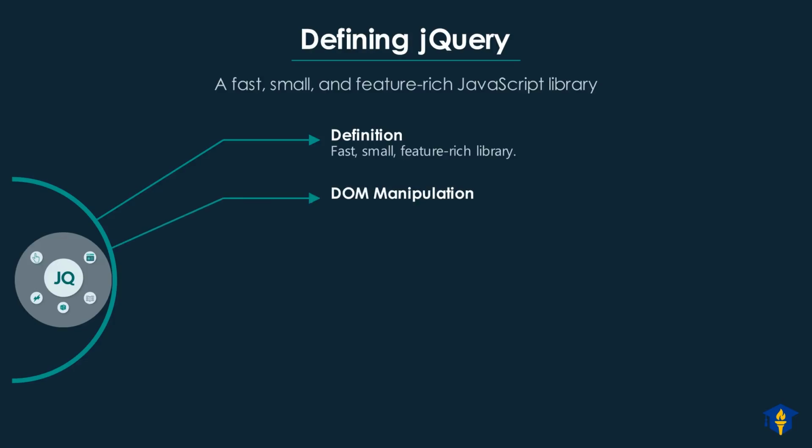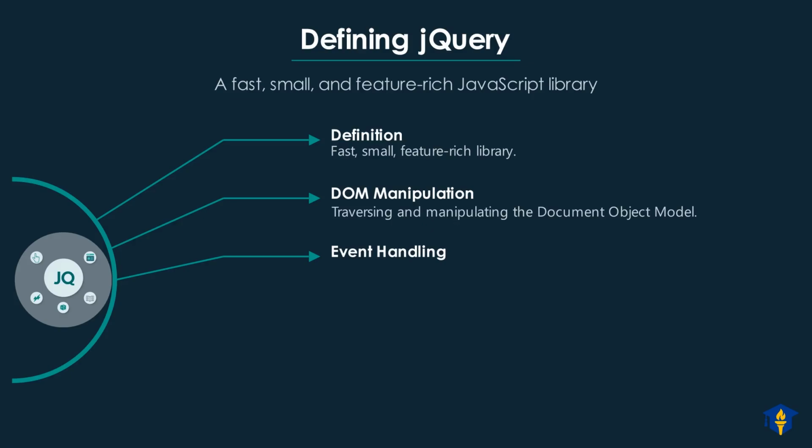Next, we will discuss jQuery's robust capabilities in document object model manipulation, a cornerstone of its utility. jQuery excels at traversing and manipulating the document object model, simplifying how you interact with web page elements. We will also explore its powerful event handling features, which make managing user interactions much more straightforward. It streamlines the process of attaching events to elements and delegating events for dynamically added content.